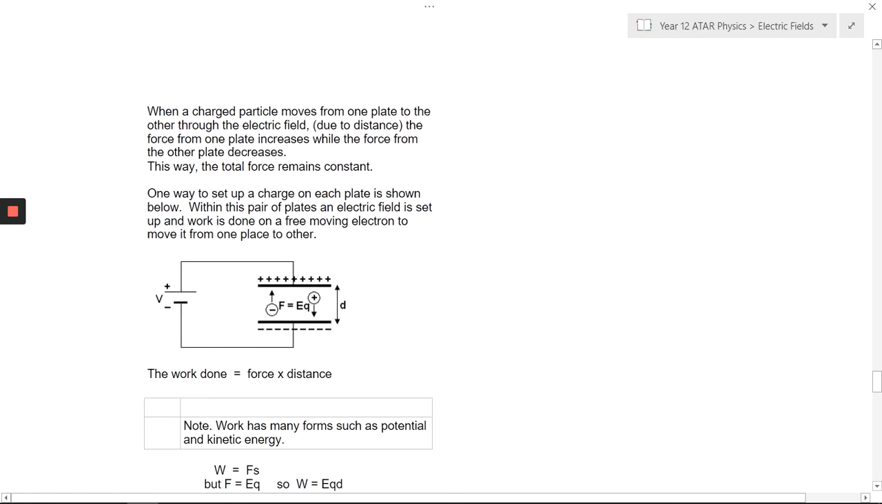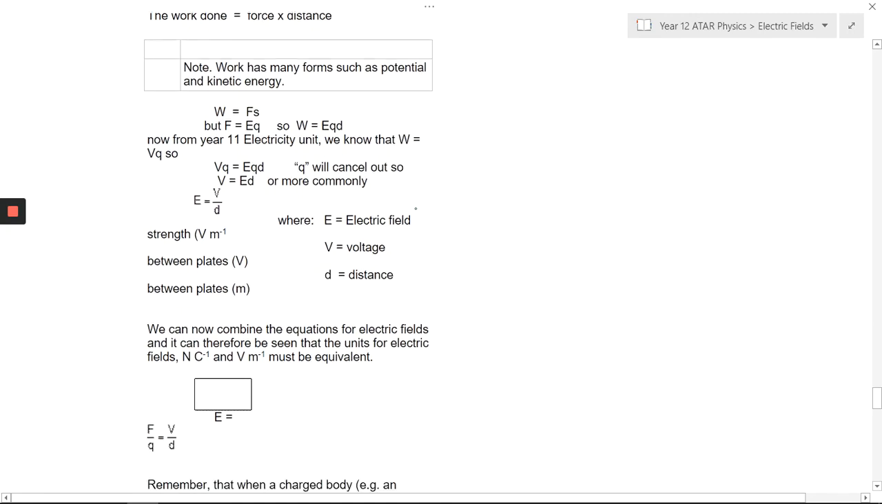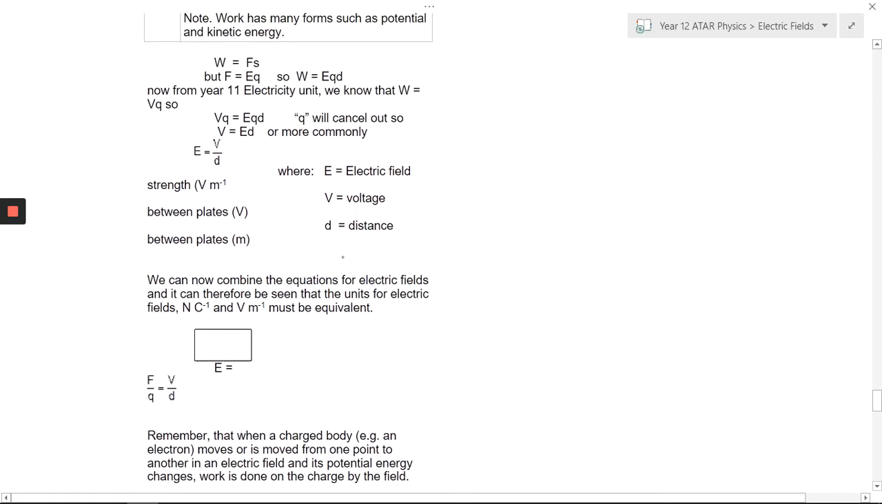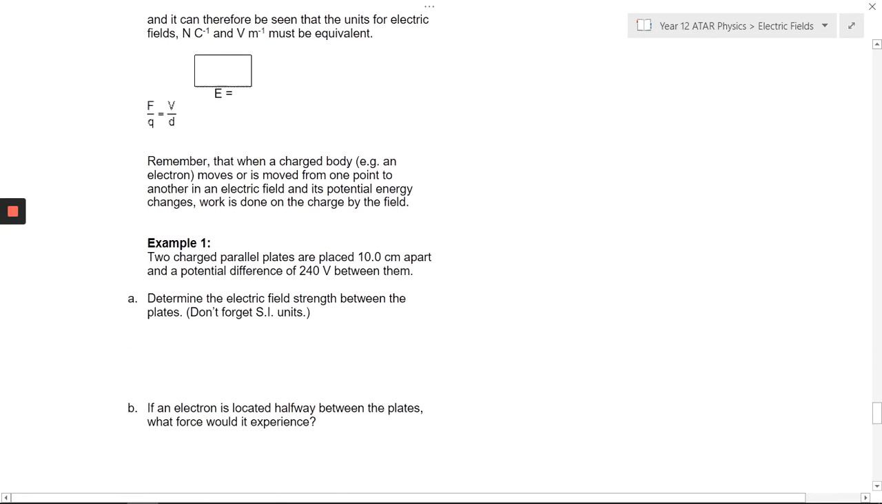Let's do a quick example, and then you don't have to hear my voice. So I'll give you these notes. This is just a way of deriving another formula. Okay.